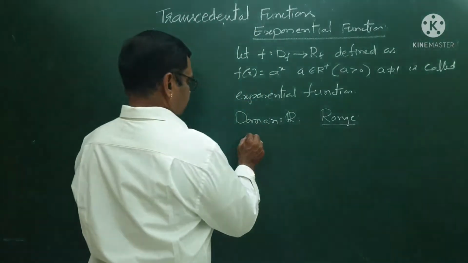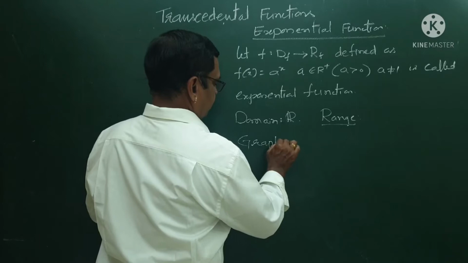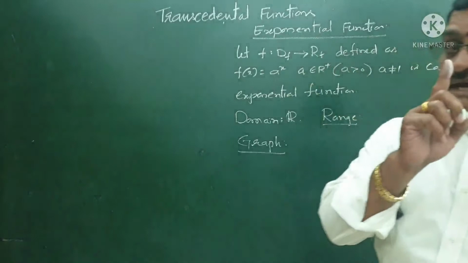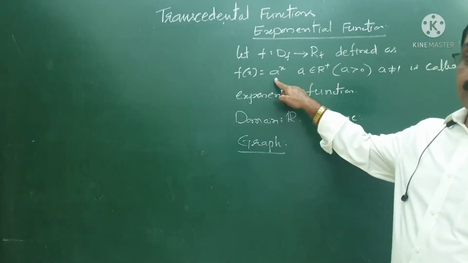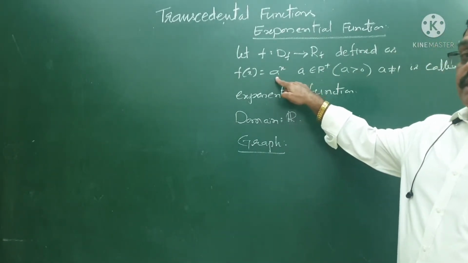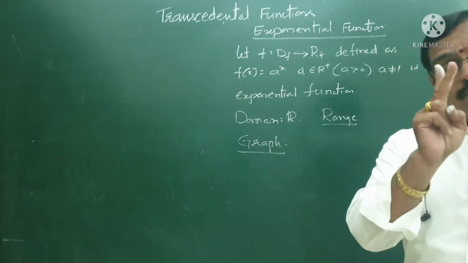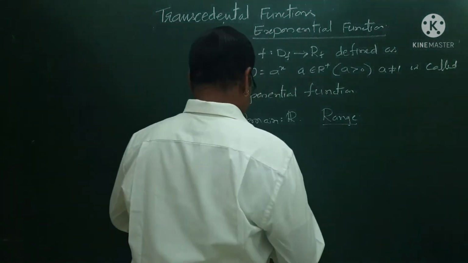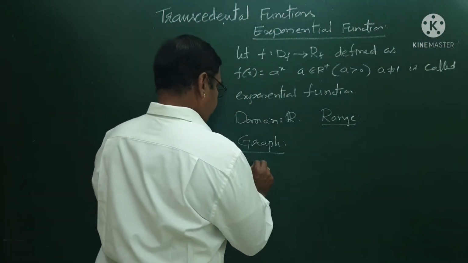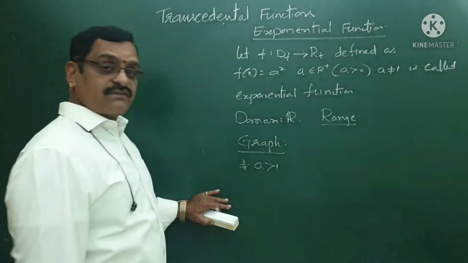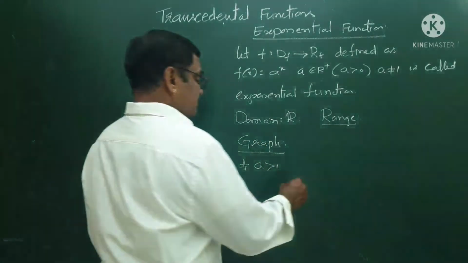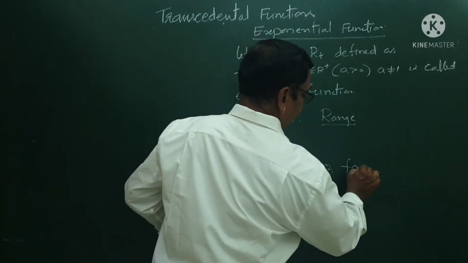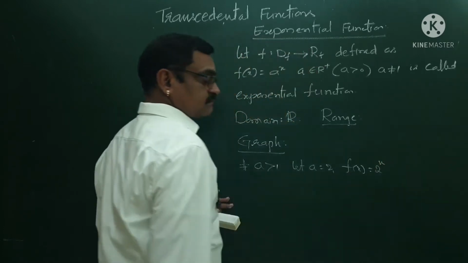So graph first of all. While drawing the graph of the function, you have to take care about the value of a. Based on the value of a, there are two shapes for this function a power x. What are they? Number one case, a is greater than 1. Okay, take an example: a is equal to 2, therefore my function will become 2 power x.